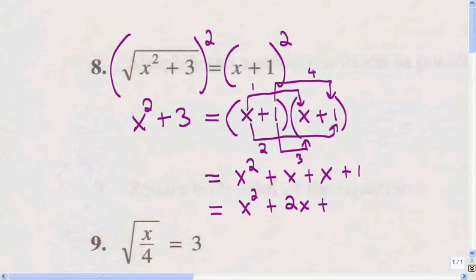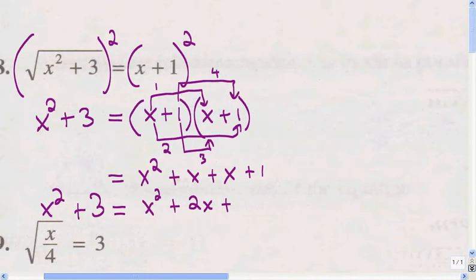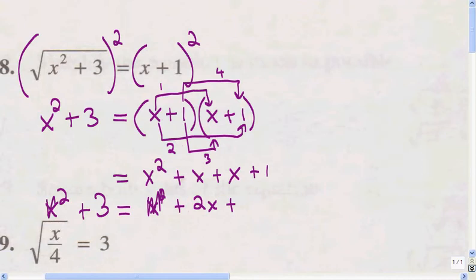And what I'm going to have on this side is x squared plus 3. Now, we know that when we have the same thing on both sides of the equal sign with the same sign, we can just cancel whatever is the same. Okay? So now what I have left is 3 equals 2x plus 1.